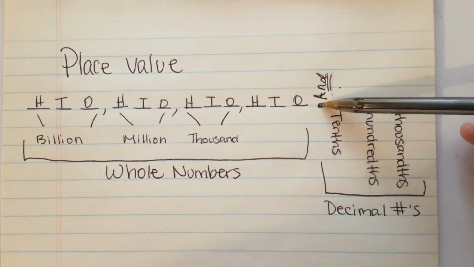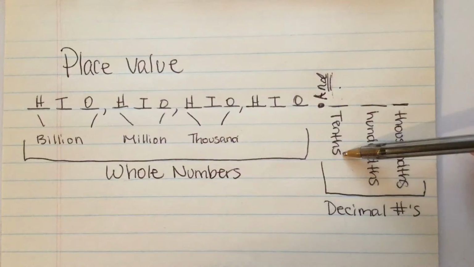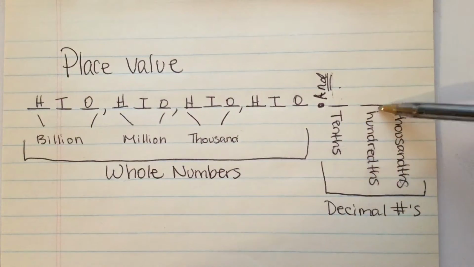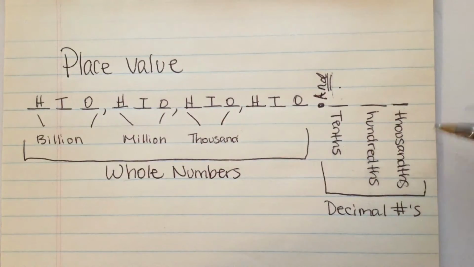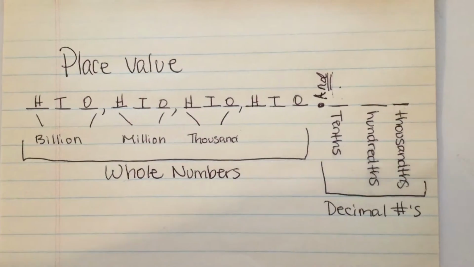So the first number to the right of the decimal is the tenths place. The second number to the right of the decimal is the hundredths place. And the third number to the right of the decimal is the thousandths place.